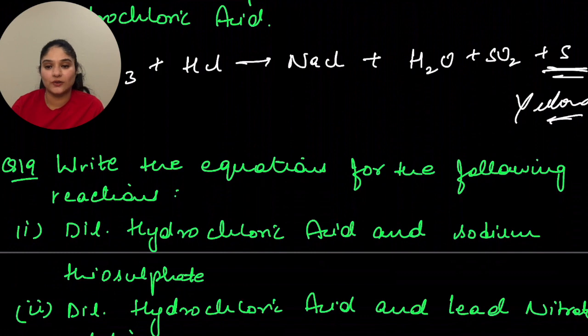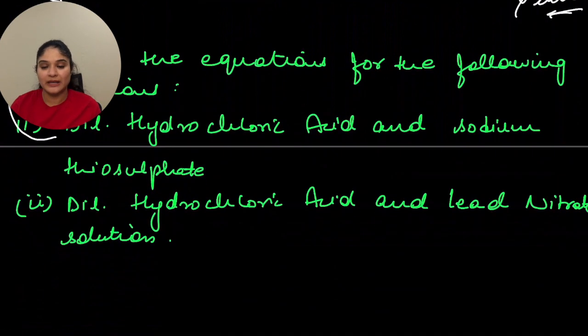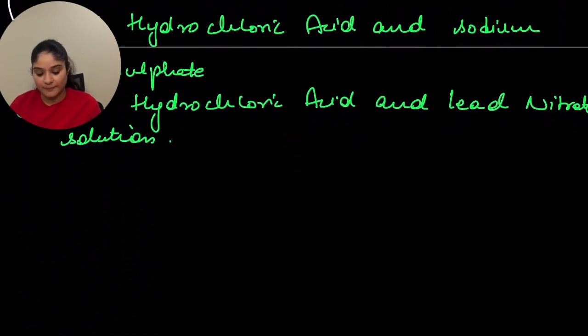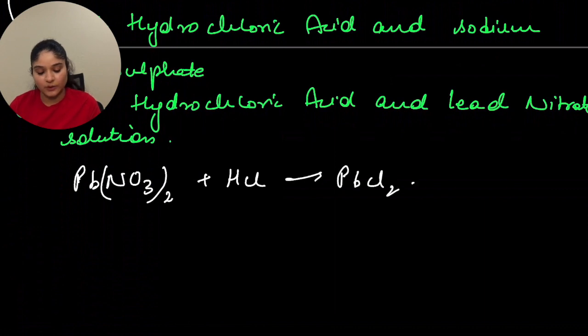Write the equations for the following reactions. Dilute hydrochloric acid and sodium thiosulfate, we just wrote that. The second is dilute hydrochloric acid and lead nitrate solution. We also did this one, lead nitrate, in the first or second question, but I will still write it. So lead nitrate is Pb(NO3)2 plus HCl, which will give me PbCl2 plus nitric acid HNO3.